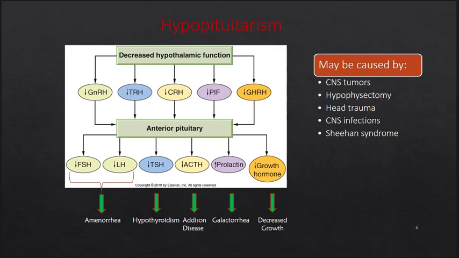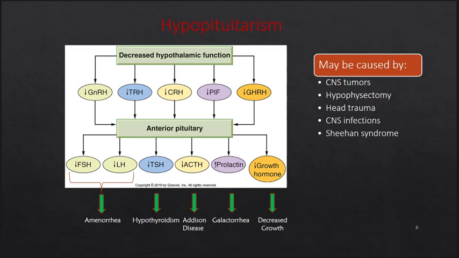Hypopituitarism is the absence or deficiency of one or more of the anterior pituitary hormones, or it could be the complete failure of all anterior pituitary hormone functions. There could be an inadequate supply from the releasing hormones, for example. So here are all your releasing hormones from the hypothalamus.